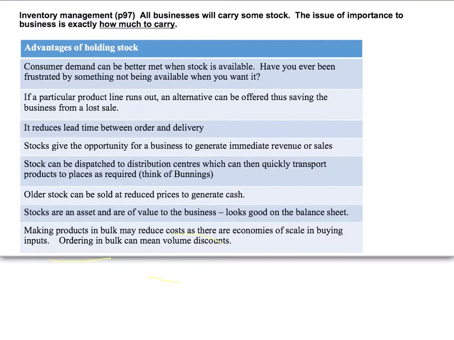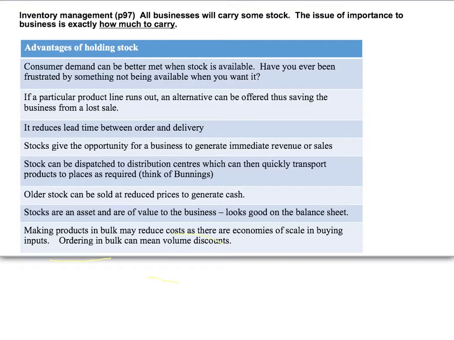It reduces the lead time between order and delivery, which some people get frustrated with. Stocks also give the opportunity for a business to generate immediate sales. They may just buy from you simply because you do have it in stock rather than waiting for someone else to get it in. Stock can be dispatched to distribution centres and they can then quickly transport them to places as required. Just think of Bunnings. Think about the amount of goods that's transported to Bunnings stores all around the country.